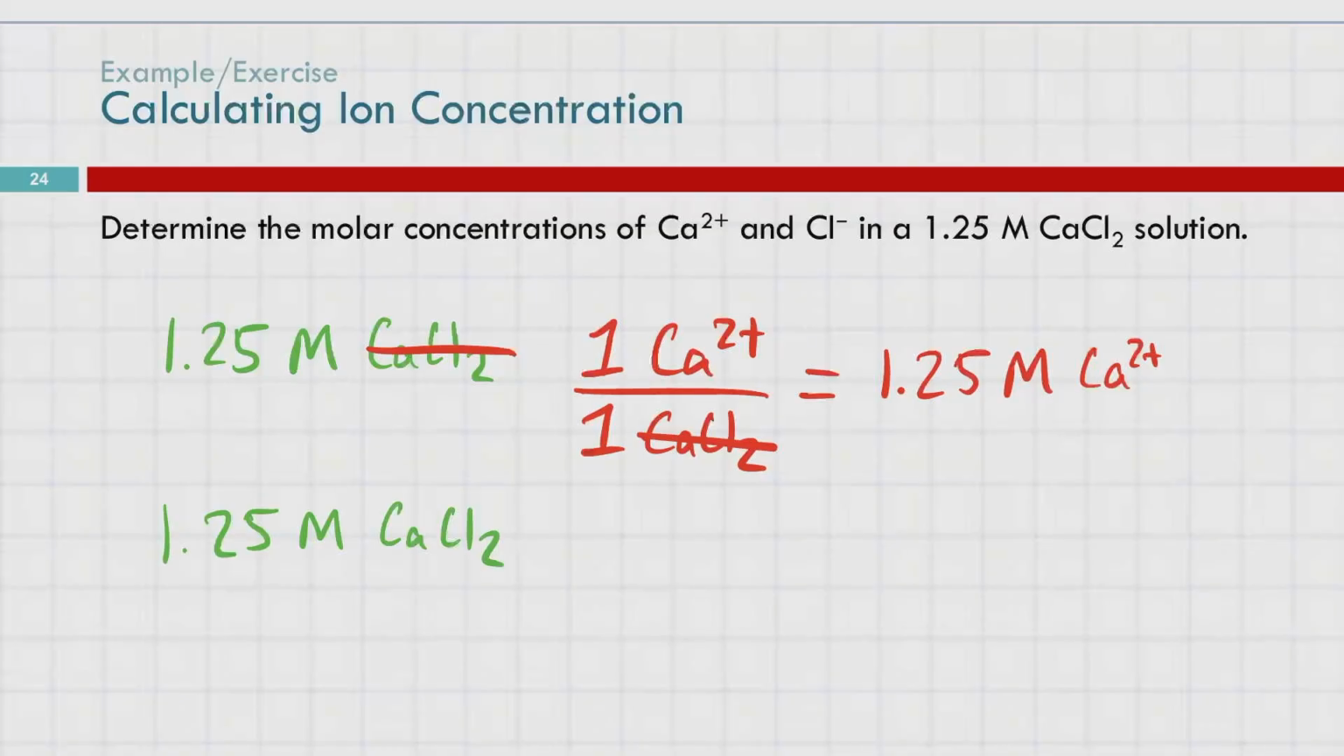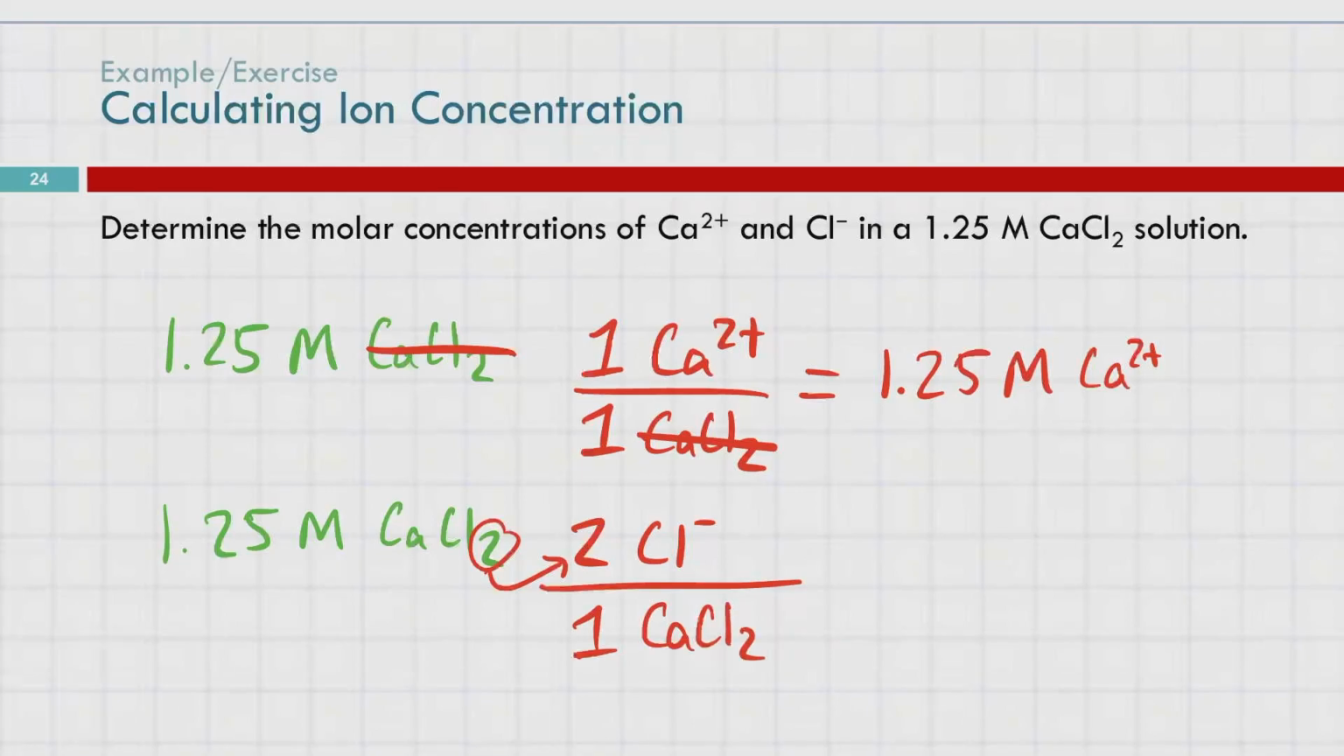To calculate it for chloride, we can do the same set of steps. How many chlorides, Cl minus, do we have for every one calcium chloride? 2 Cl minus for every one CaCl2. So it would be a 2.50 molar Cl minus solution.